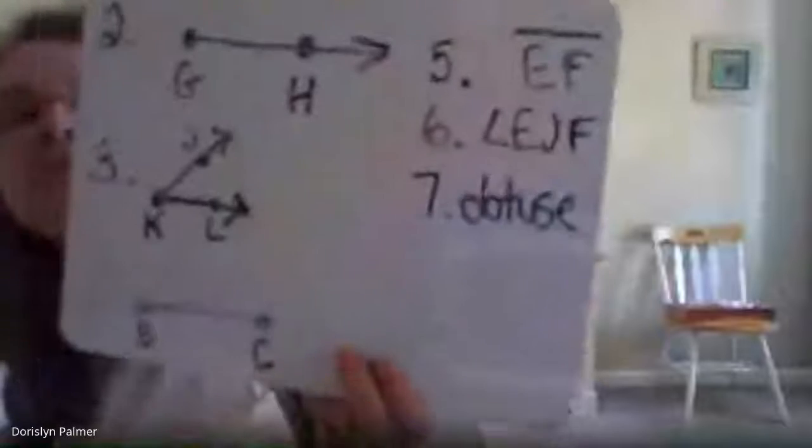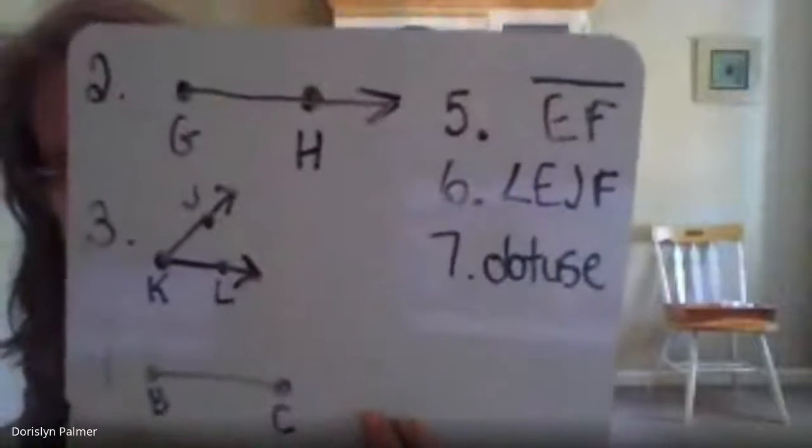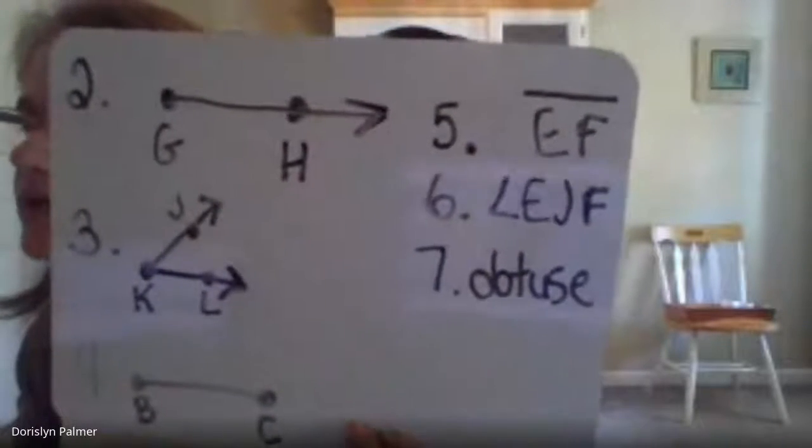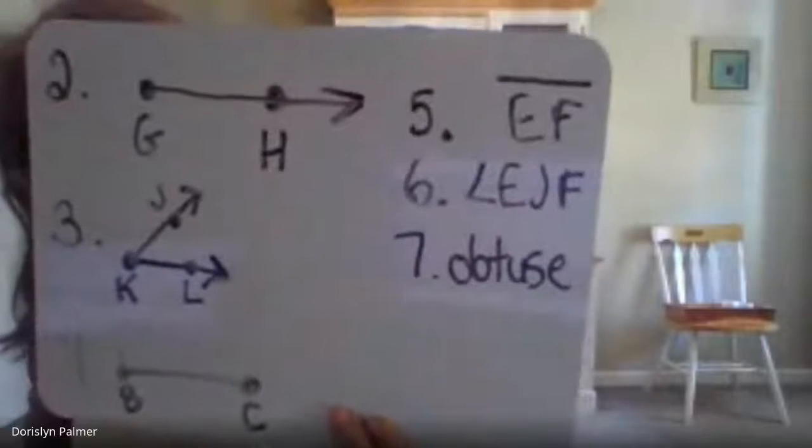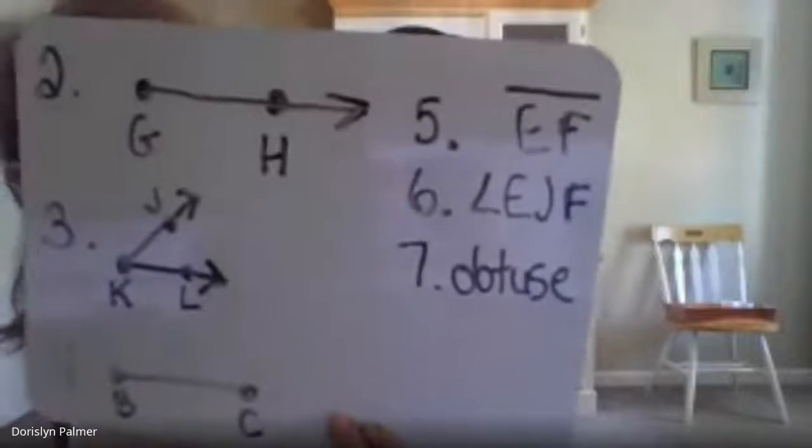AFD. Okay. That would be an obtuse angle. Very good, Gavin. That is obtuse. Number 7 is obtuse. Number 8, classify angle CFE. Angle CFE. This is number 8. Right angle. Correct. A right angle. Very good. It's a right angle. Good work.